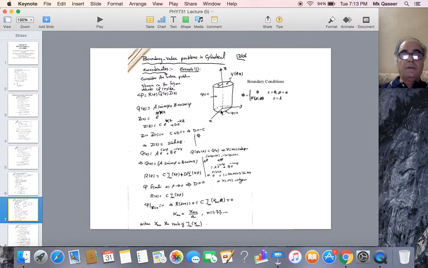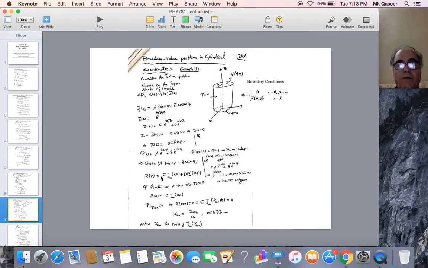We know that at z equals 0, this is 0. So if you put Z of 0 equals 0, you get D equal minus C. That's the solution: hyperbolic sine of kz. Now for the Q, it's better to use the exponentials, A e to the i m phi plus B e to the minus i m phi. And here, for phi to be single valued, it leads to m must be an integer.